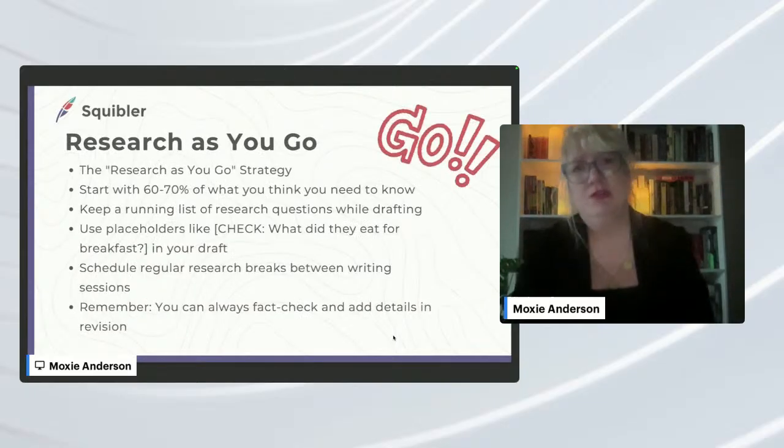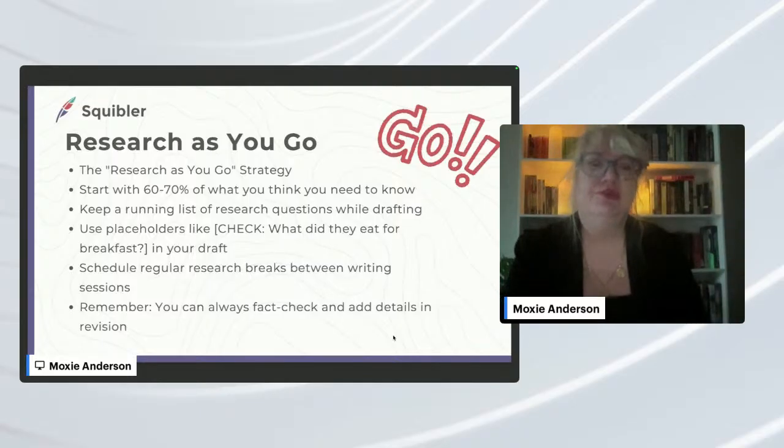Another big tip for our historical writers is to research as you go. So start with about 60 to 70% of what you think you need to know on that research pyramid. And then keep a running list of research questions while you're drafting. You can even use the built-in AI in Scribbler's Ask Scribbler function to find those answers quickly as you're writing.